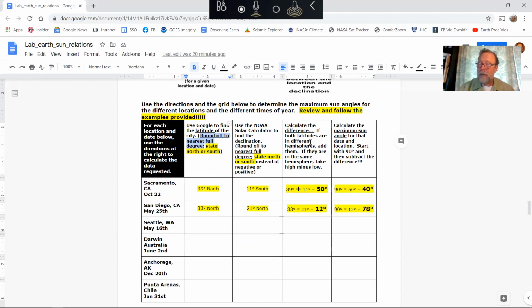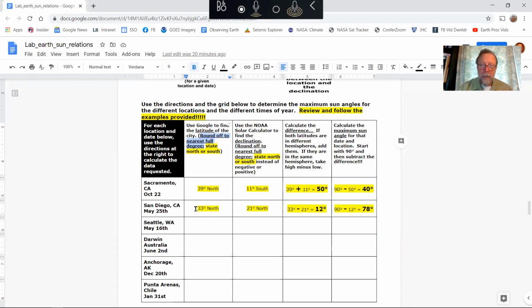Then calculate the difference. And this is where you've got to pay attention. How do I figure out how many total degrees between these two locations? Well, when they're in different hemispheres, this latitude is way up in the northern hemisphere. This latitude is down in the southern hemisphere. You add those two numbers and you get a difference of 50.